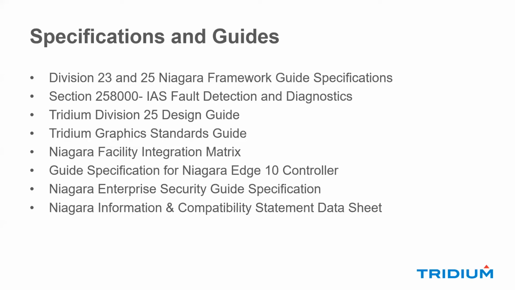So we've got some resources available to you. We've actually got division specifications available in Division 23-25, the Niagara Enterprise Security guide specification for card access control. We've got a Division 25 design guide and a graphic standard guide. We talked about our facility integration matrix. We also have a guide specification for using our Niagara Edge 10 controller as an actual controller. So if you want to use that as a guide spec within 23 with others, we have a separate standalone specification for that. And then we also have our Niagara information and compatibility statement data sheet and presentations.